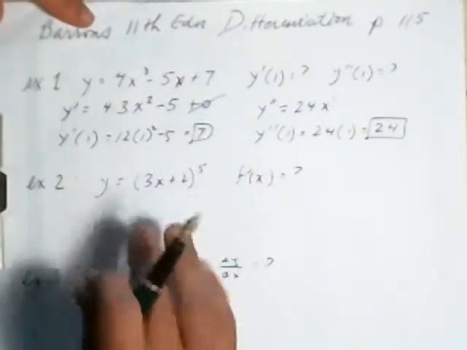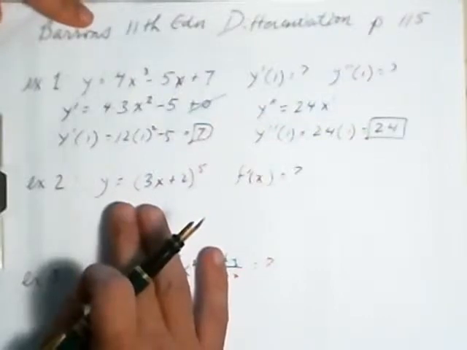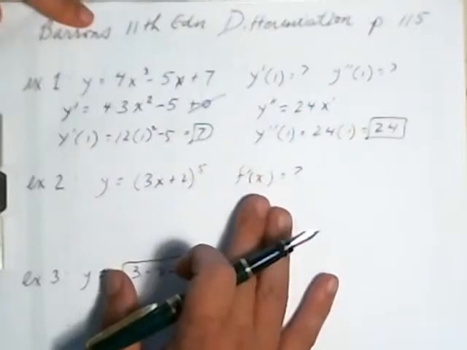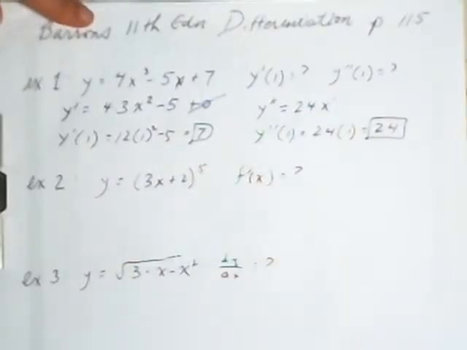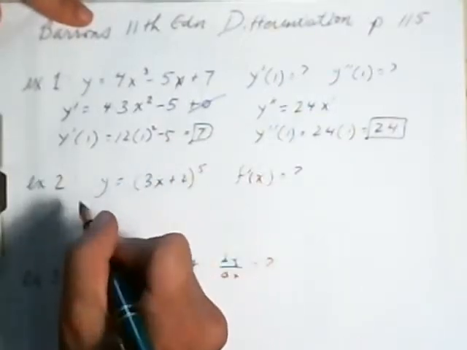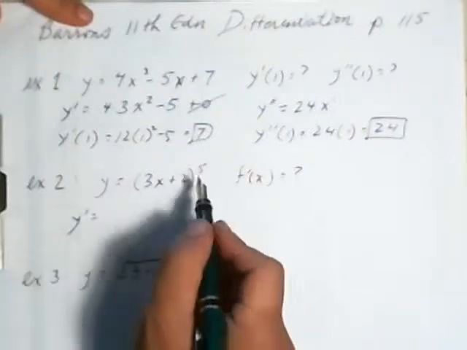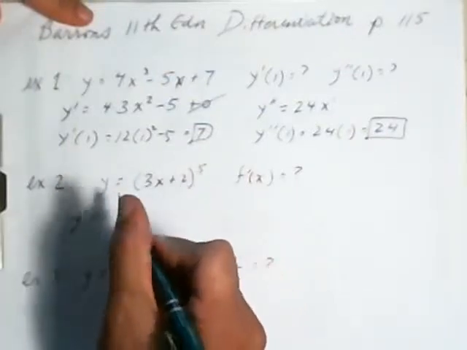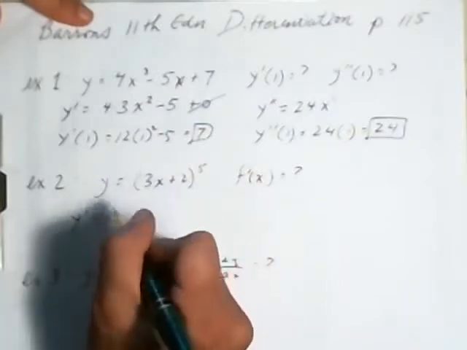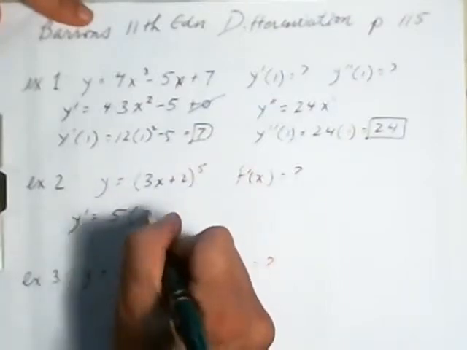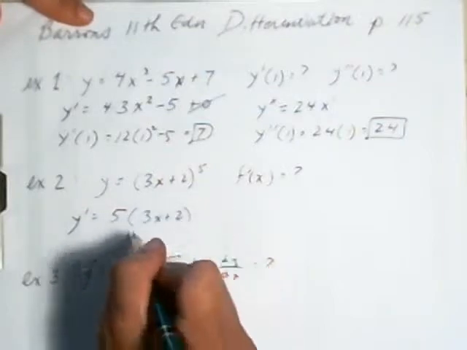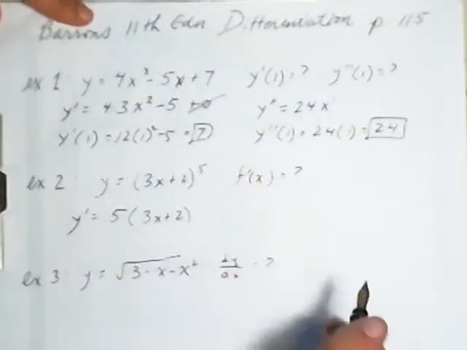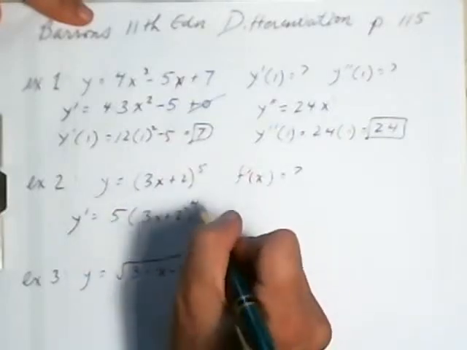Okay. Here's your second function right here. y equals 3x plus 2, quantity to the 5th power. Of course, I want to find the derivative of that, f prime of x. So how do we find it? You take the power right here and you bring it on down, subtract 1. Inside stays the same, so it's going to be 5 times 3x plus 2. You notice that the inside stays the same. The power decreases by 1. The exponent is going to be 4 this time.